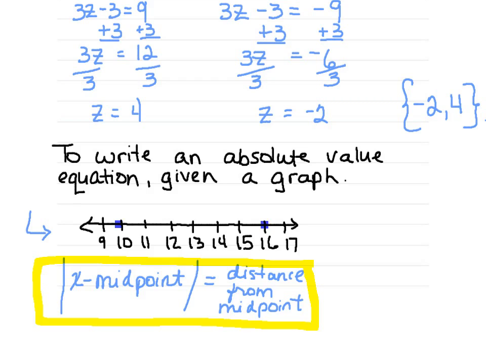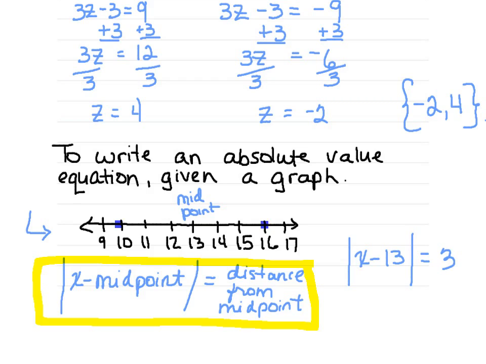So let's look at this one and see how we would write this equation. So x minus the midpoint. Well, what is the midpoint between 10 and 16? And the answer there is 13. So 13 would be my midpoint. So x minus 13 is equal to, and then from the midpoint, how many units away from each solution is that? And it would be 3. So that's how I would write an absolute value equation if I'm given a graph.